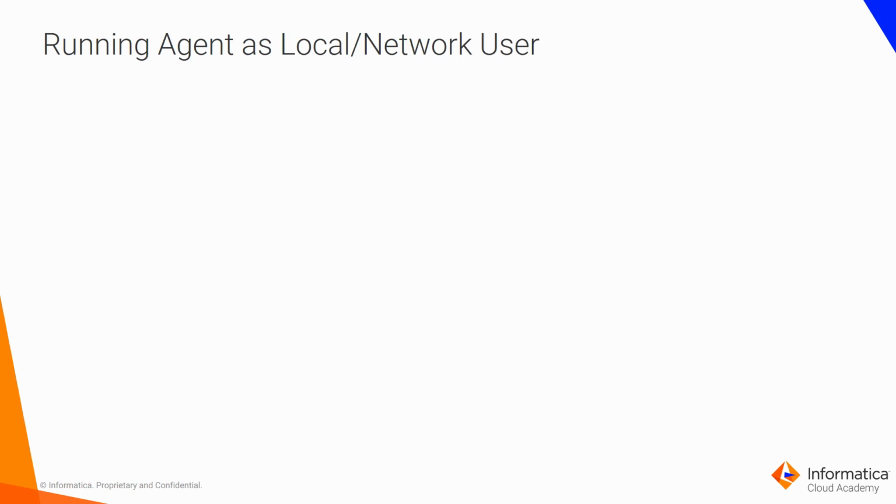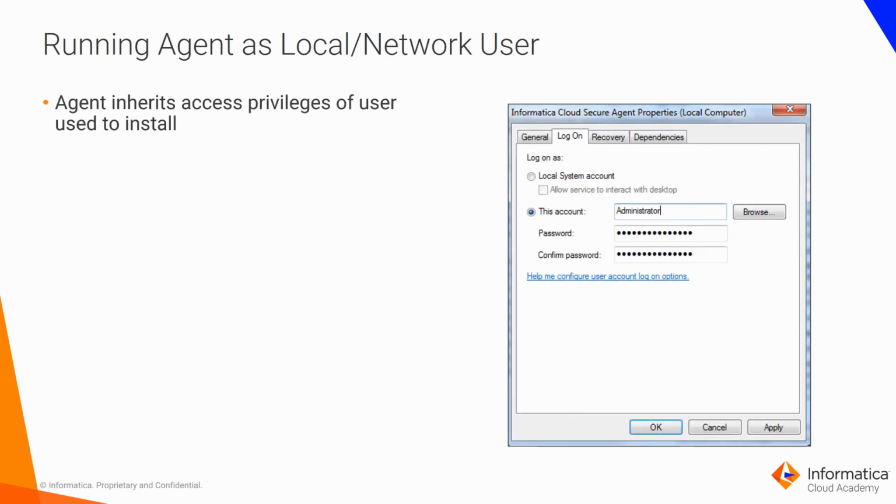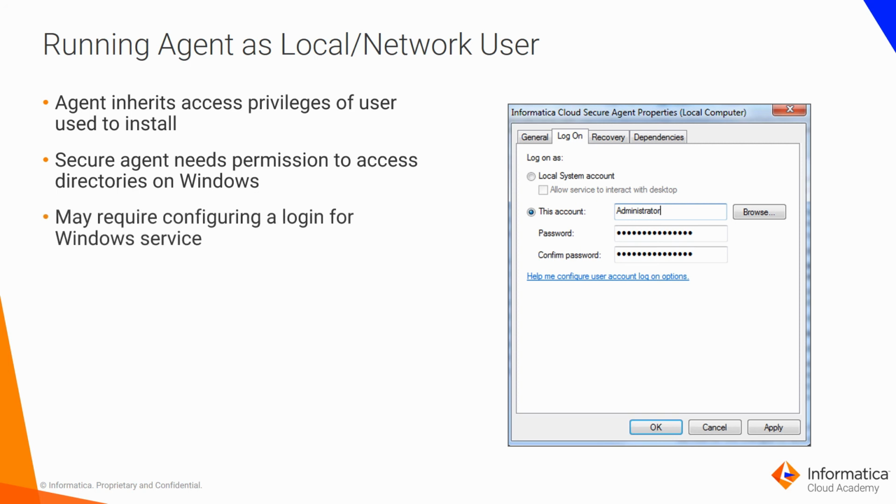One last thing to note about the agent, and this typically applies to people who are running the agent on a Windows system. When you install the agent, it automatically inherits the access privileges of the Windows user who installed it. The agent needs permissions to access directories on Windows, and this comes into play when you're doing lookups on flat files. So you may need to go in and reconfigure the Windows server. The screenshot shows the service properties that you can change. This information is also documented on the community site.